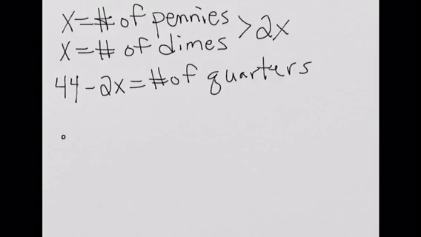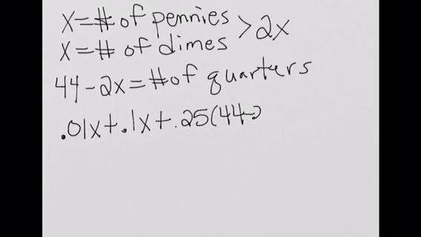We know that we have the amount of a penny times the number of pennies, plus the amount of a dime times the number of dimes, plus the amount of a quarter times the number of quarters. If we add all that together, it needs to equal $4.37. So now we have our equation.